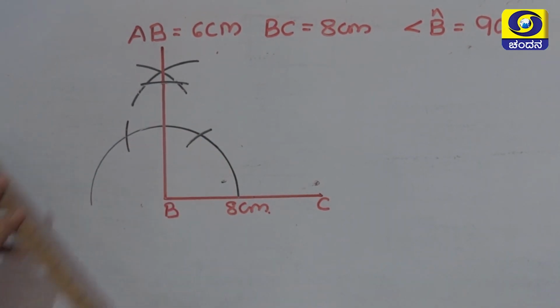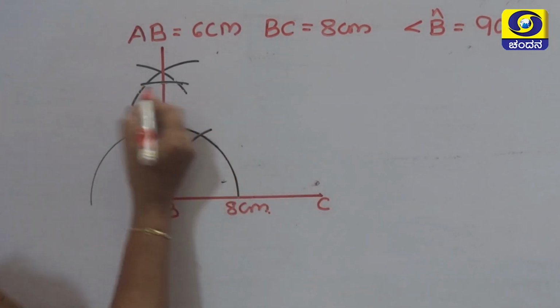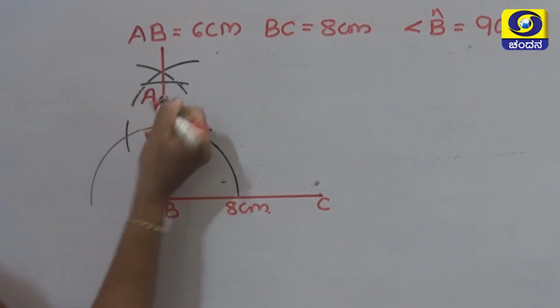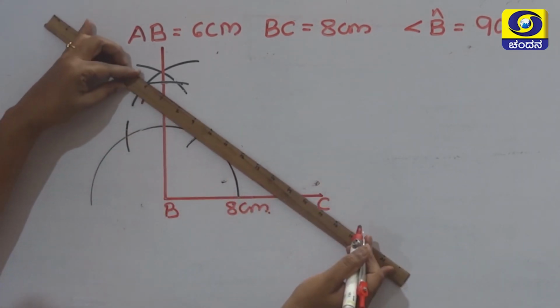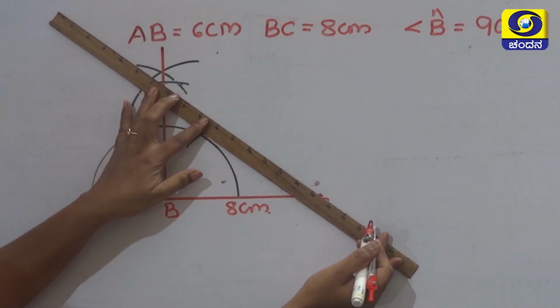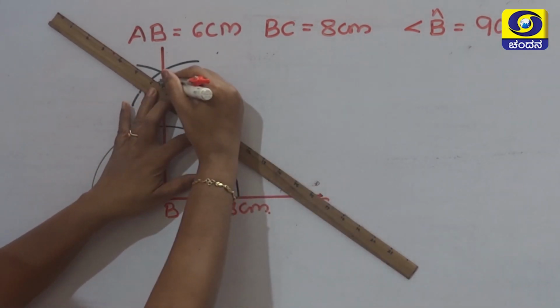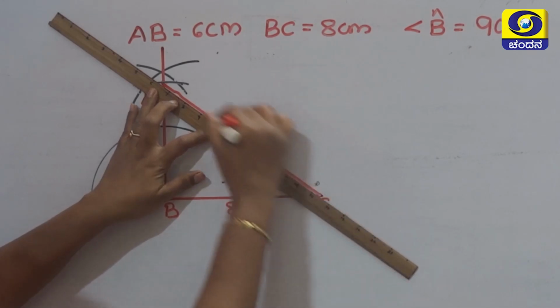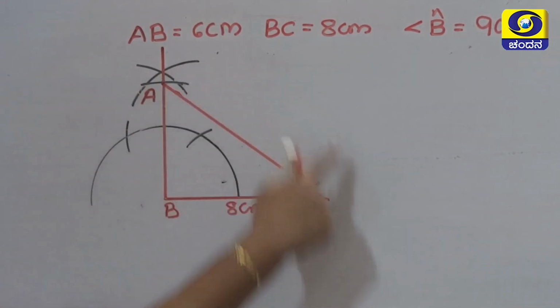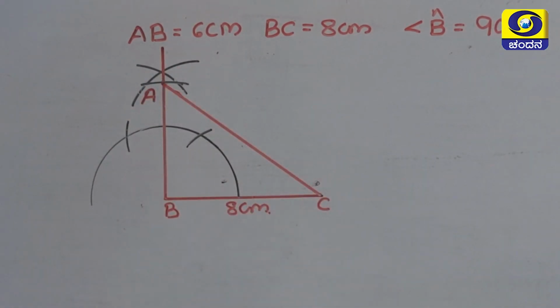Now we have to join this point A, let me name it as A, to C to get a right angled triangle. This is our right angled triangle. Now we have to draw a circle taking center at midpoint of the line segment BC.